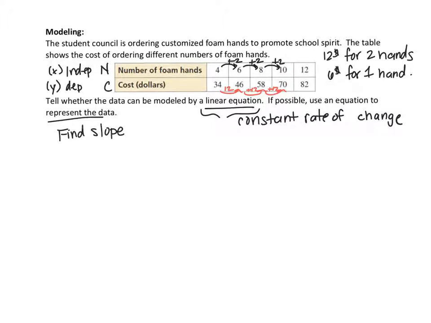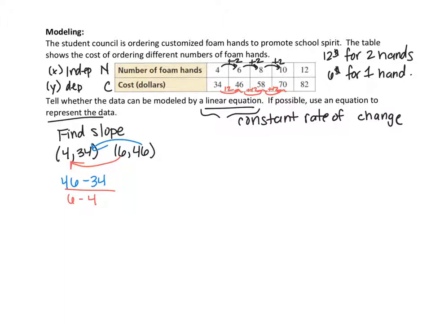So all we have to do is pick 2 points from the chart. So we can pick (4, 34) and the next one, (6, 46), and then we can find the slope. So I'm going to subtract from right to left so I can have positive values. So 46 minus 34 is my change in y. And so now we're going to do the change in x. So we're going to do 6 minus 4 to keep the order of subtraction.